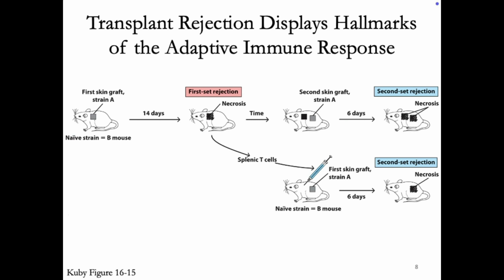I just want to make sure the splenic T cells were from the donor. The splenic T cells are from the recipient, this first recipient. So there was the first rejection, and then this recipient becomes a T cell donor, to another mouse of the same strain. So this mouse down here is receiving two things. It's receiving splenic T cells from the mouse who's already rejected a transplant, and it's receiving skin.